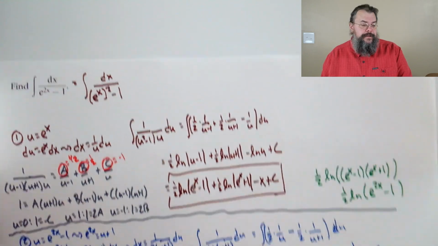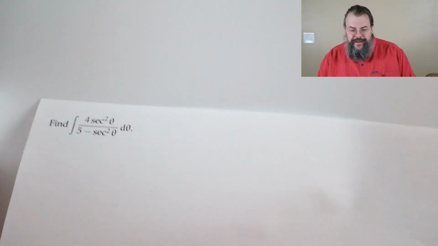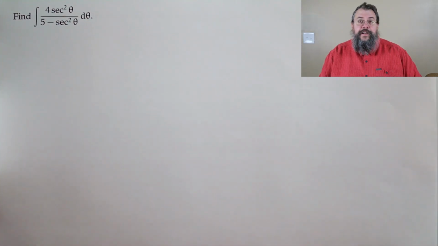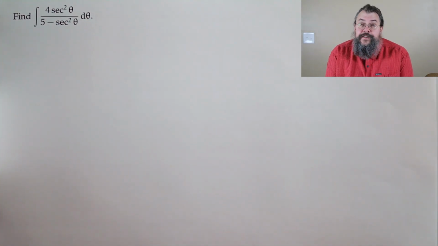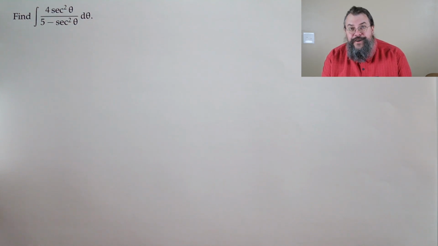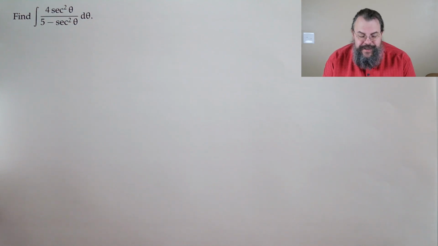All right, well, I think we have time for one more problem. So let's do one last problem. Just a nice cool down. Nice one to finish up with. Find the integral of 4 secant squared theta over 5 minus secant squared theta d theta. All right, a nice trig integral to finish our partial fractions work.